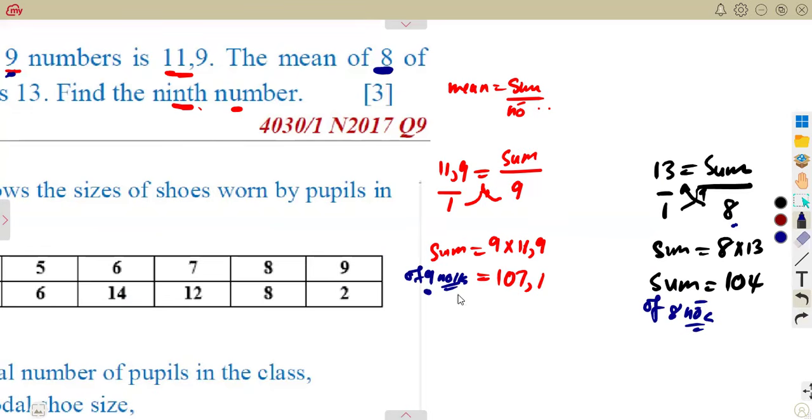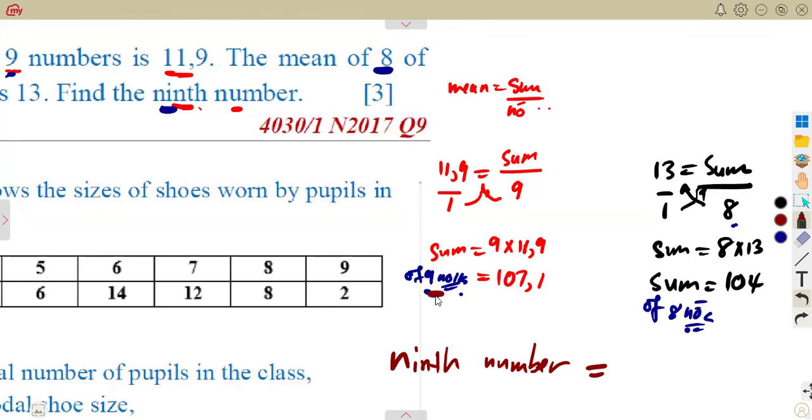This is the sum of 9 numbers. This is the sum of 8 numbers. So what is the 9th number? By understanding this, guys, what is going to be our 9th number? You know their sum if they are 9. You know their sum if they were 8. So what is the 9th number?